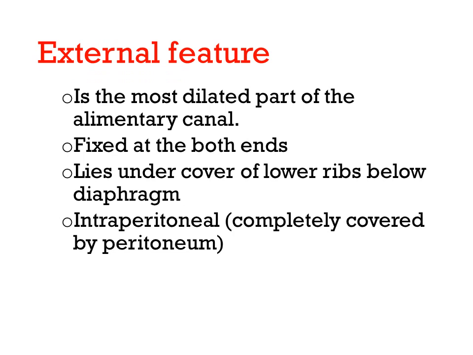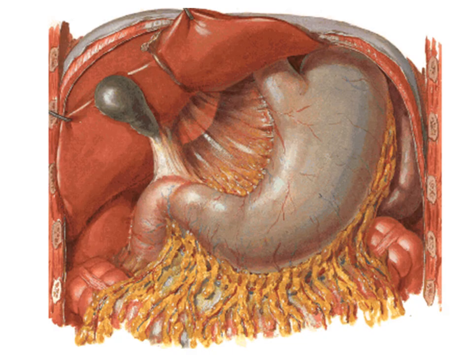External feature of the stomach. The stomach itself is the most dilated part of the alimentary tract or alimentary canal, and it's fixed at both ends, lying under the cover of the lower ribs below the diaphragm. It is a completely intraperitoneal organ. As you can see here, this is the stomach.